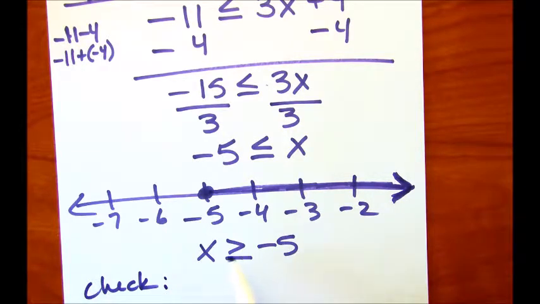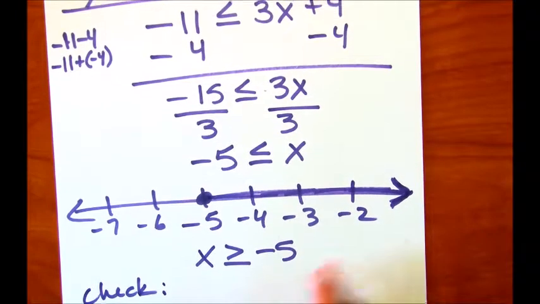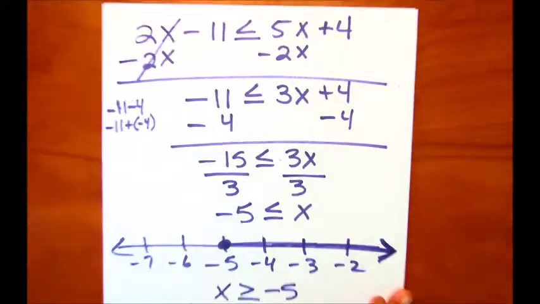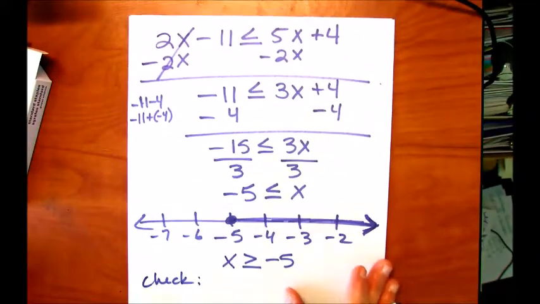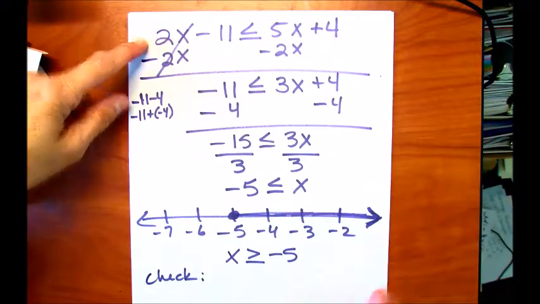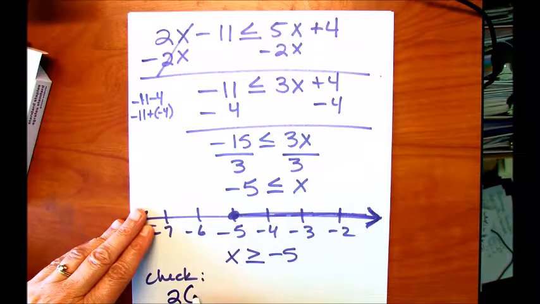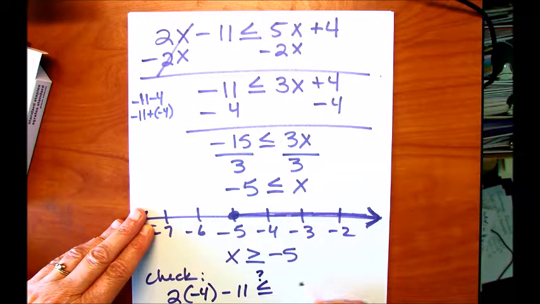Let's pick a number. We could do -4. So we're going to start off with our original problem here. We'll go 2 times -4 minus 11. Is that in fact less than or equal to 5 times -4 plus 4?